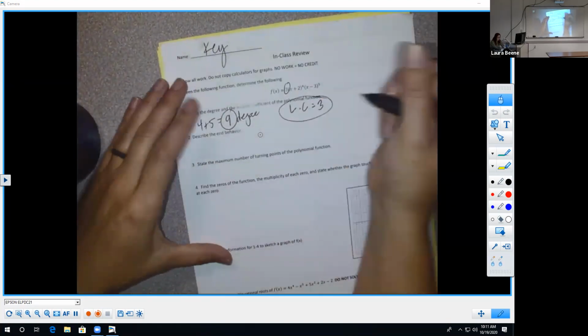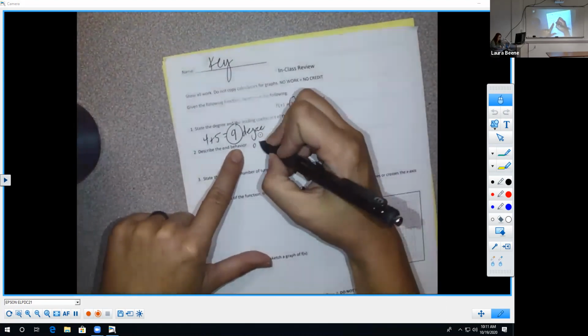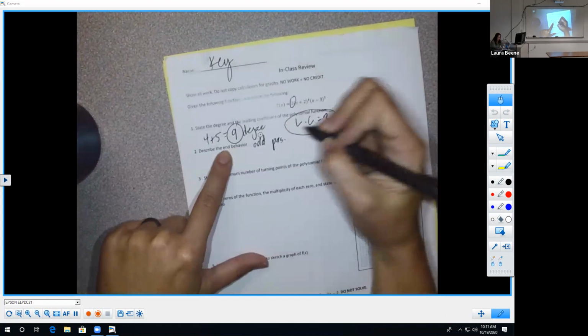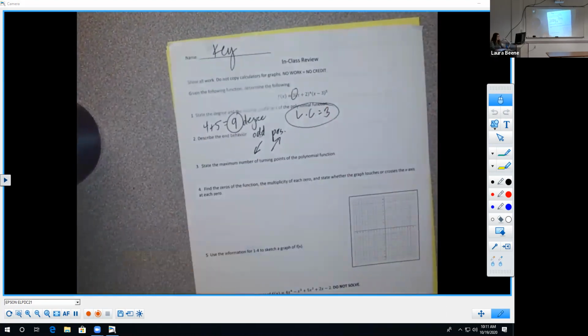Okay, so in behavior, odd degree, positive leading coefficient. Odd, positive, falls to the left and rises to the right.